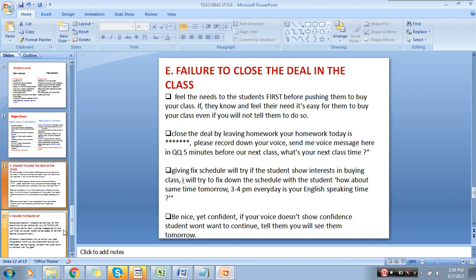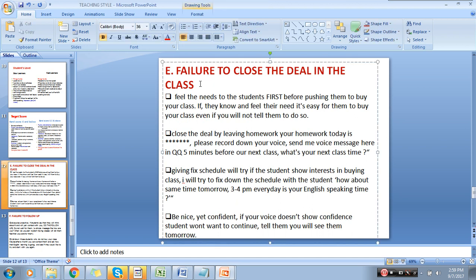The next factor that we have to consider for our teaching style is our failure to close the deal in the class. So what we are going to do here is that we have to make the students feel their needs first before pushing them to buy your class. So we are not here to push our product. We are here to let them feel first that they need us, that they need this class, they need this course to study. Let them feel that so that it would be easy for them to buy your class even though you will not tell them to do so.